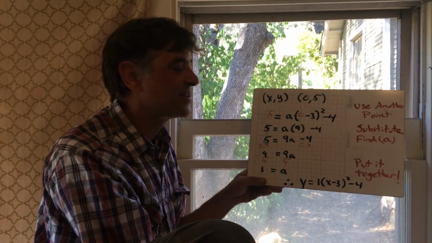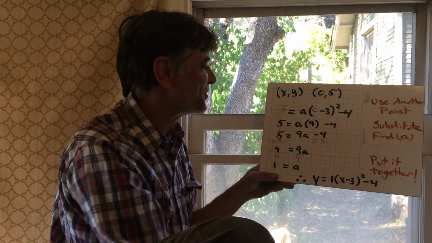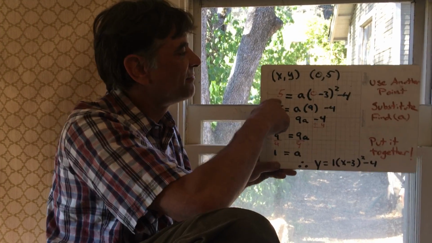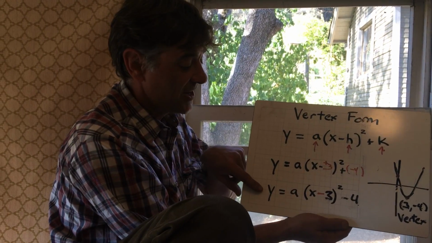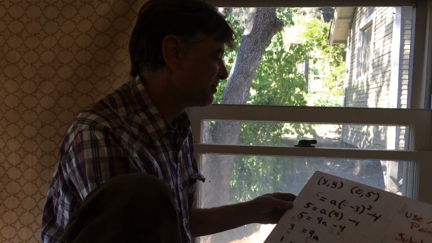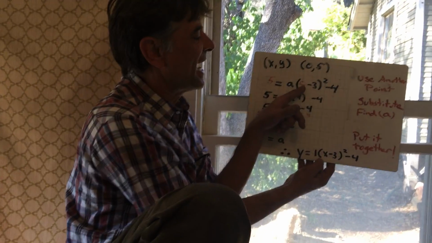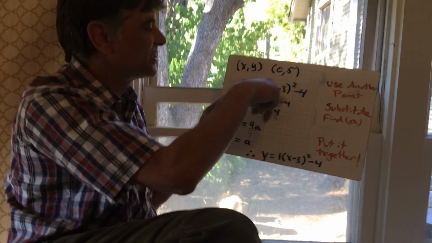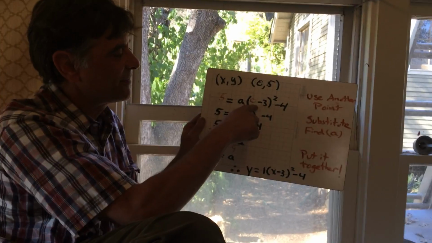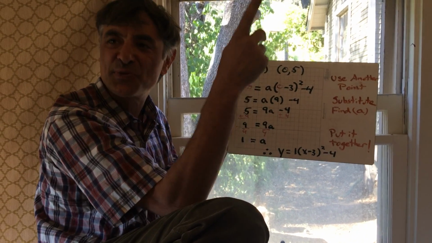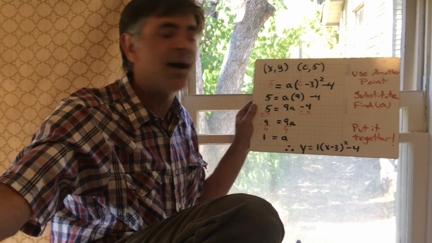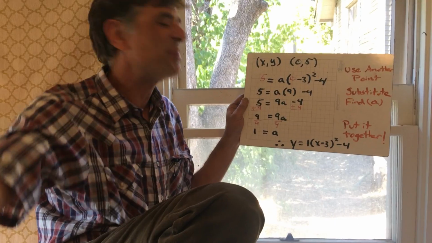What do you think I'm going to do with it? When in doubt, substitute. So I'm going to go ahead and put my 5 in for the y. That's this y. And I'm going to put my 0 in for the x right here. And I'm going to simplify it. Of course, 0 take away 3 is -3. And -3 squared is what? It's +9.